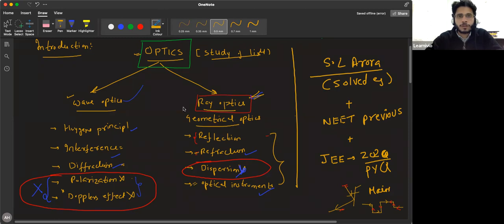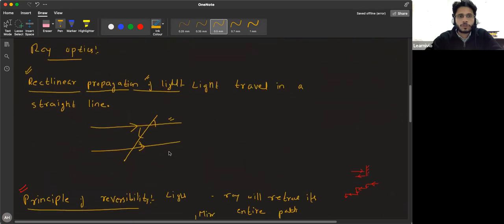Yes, Nabil, is this introduction clear? Yes, sir. Note down these points, please. Rectilinear propagation of light.